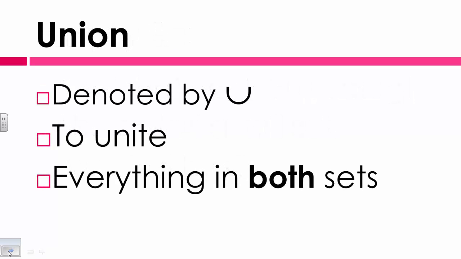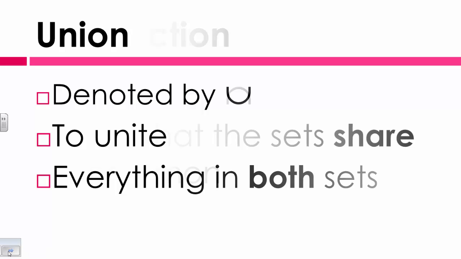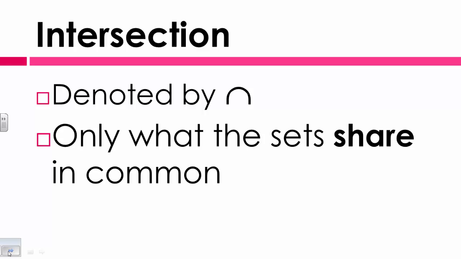Union has a U-shaped symbol. It means to unite everything in both sets, or maybe multiple sets. Intersection is denoted with this N symbol. It only has what they share in common.